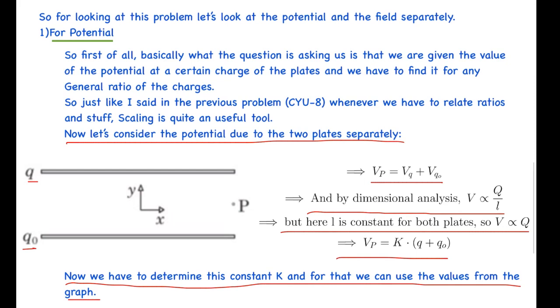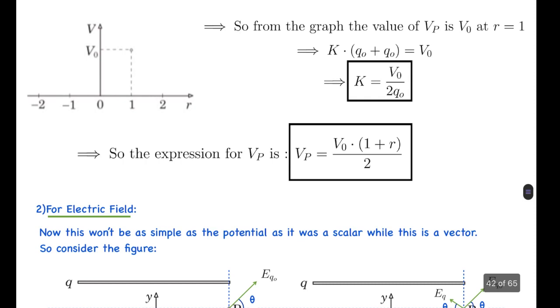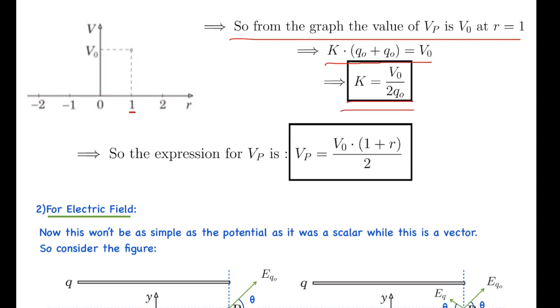Now we have to determine this constant K, and for that we can use the values from the graph. Basically we have to find K to find the general equation as a function of R. From this graph, we have been given that at R equals 1, we get the value of V equals V naught. So from the graph, the value of Vp is V naught at R equals 1. Substituting R equals 1 in the equation, we get K times Q naught plus Q naught equals V naught. Here we had been given Q by Q naught equals R, so here Q will be equal to Q naught in this case. So the constant K will be equal to V naught by 2 Q naught, where V naught and Q naught are two constants which we have been given.